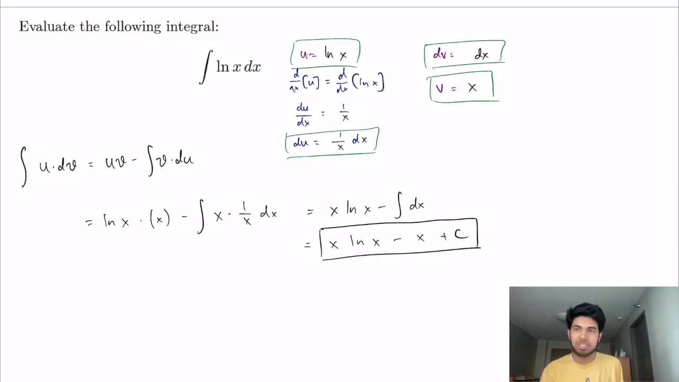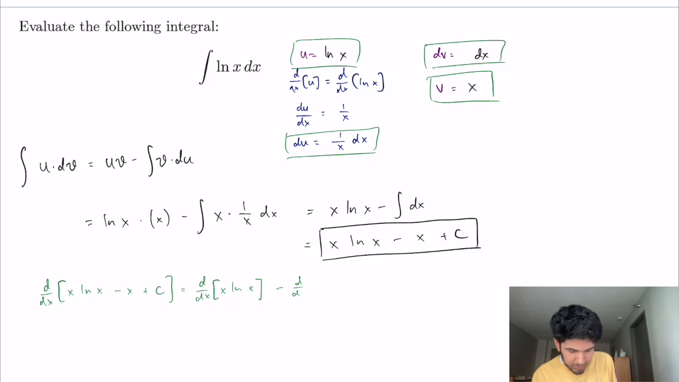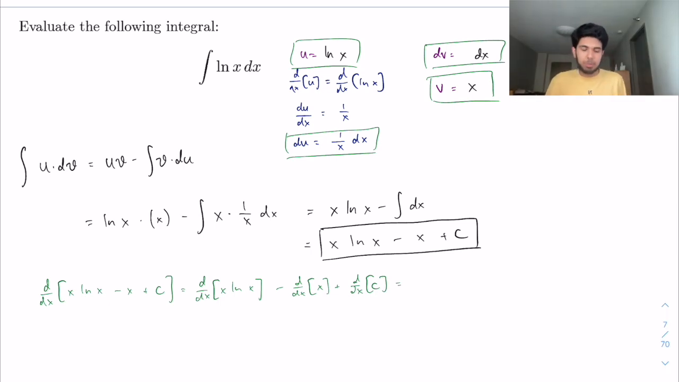Why don't we double check this just to make sure that we're correct? So we'll take the derivative of x ln of x minus x plus c, and we want that to equal ln of x. So this derivative splits apart as follows. For x ln of x, we'll use the product rule. So that tells us that the derivative of x ln of x is equal to x times the derivative of ln of x plus ln of x times the derivative of x.